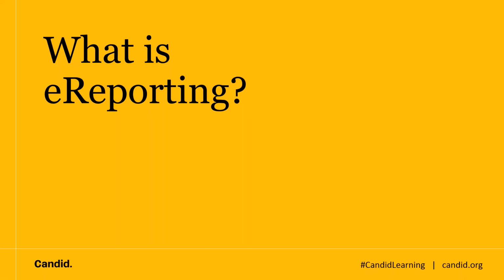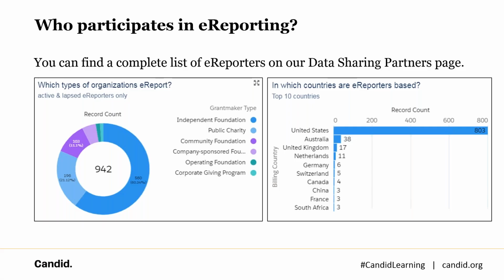So what is e-reporting? E-reporting is simply sharing your grants data with Candid, usually in an Excel format. And a wide variety of organizations in terms of the size, type, and focus areas share their grants data with Candid. While the vast majority of e-reporters are US-based, as you can see on this chart, funders from all over the world do share their data with us, either directly or via our partners. You can find a complete list of current e-reporters on our data sharing partners page, and a link to this and other resources are included at the end of this presentation.